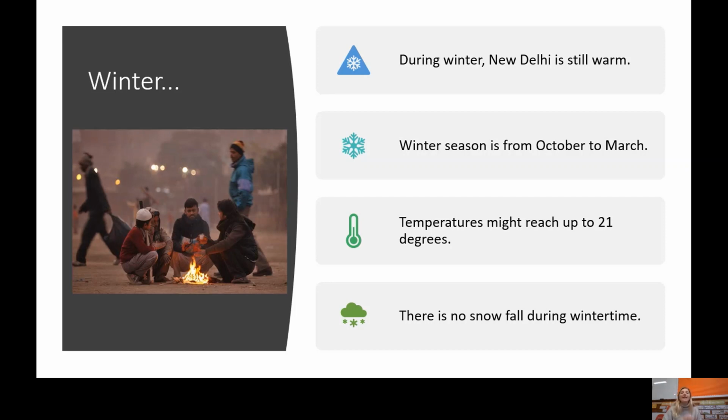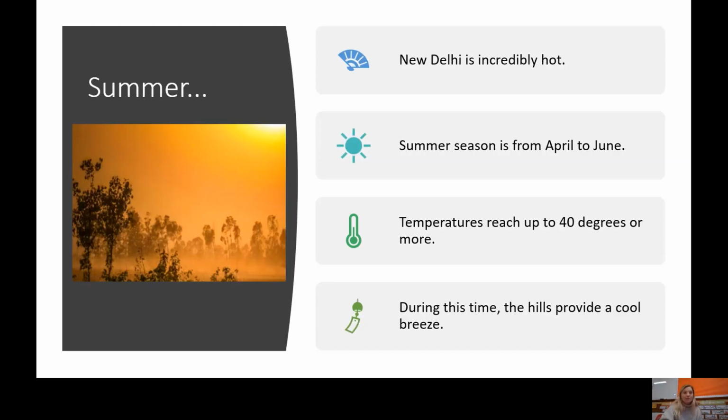The first one is winter. So during winter, New Delhi is actually still quite warm. It actually can still be up to about 21 degrees, which is just about the same as our spring or summertime. The winter season in New Delhi happens from October to March. Okay, so quite a long winter there. Have a think, how many months does that mean their winter lasts for? Now, the last thing I want to say about their winter is that there is no snowfall because it doesn't get cold enough.